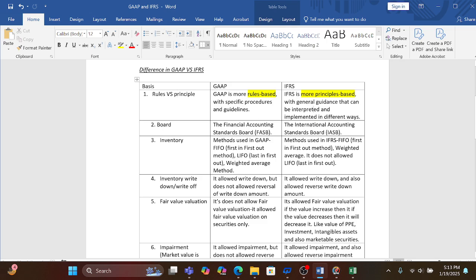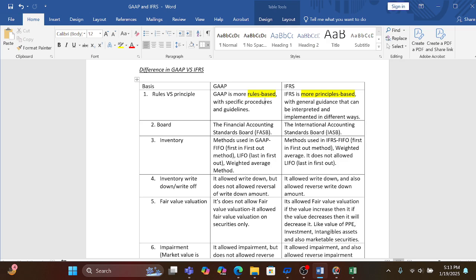GAAP is rule based and IFRS is more principle based. What do you mean by rule based and what do you mean by principle based, guys? Rule based means if the government has given some rules, some guidelines, some procedure to prepare your books of account, you have to follow that procedure and guidelines. You cannot deny that procedure and guidelines which is given by the government.